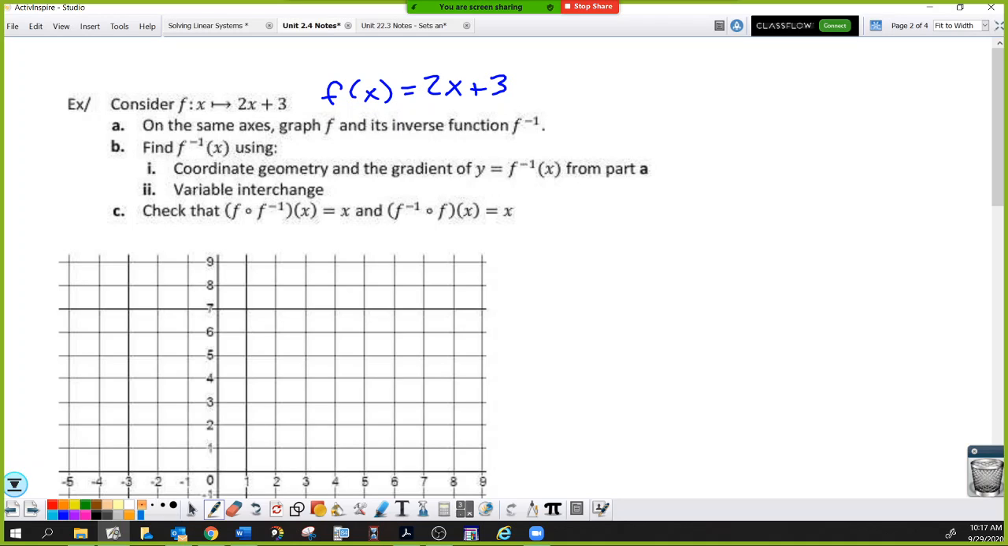It says on the same axes, graph this function and its inverse. Well, I have two options. Oh, you know what? Nope, strike that. Hold on to that thought.